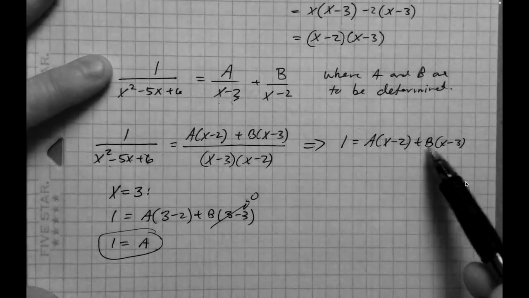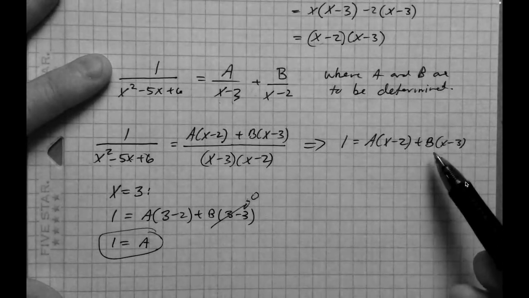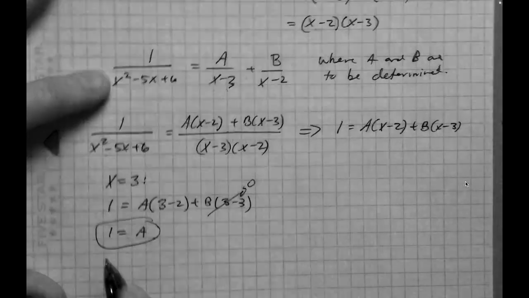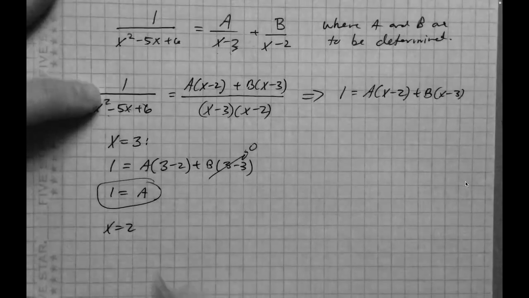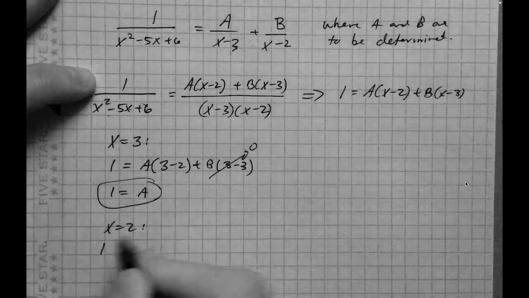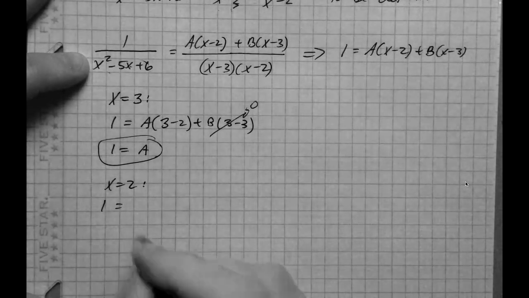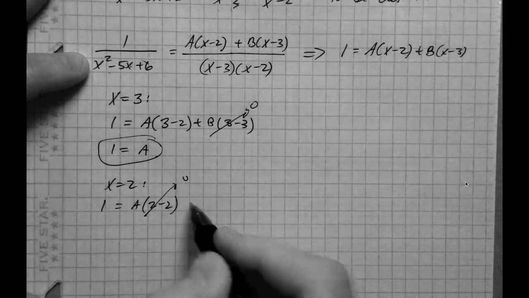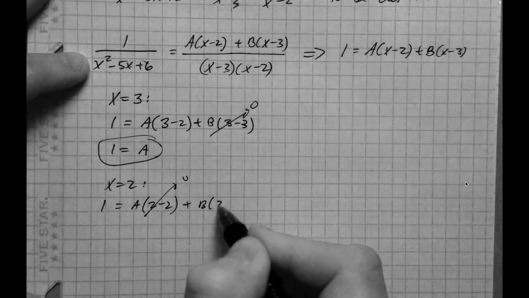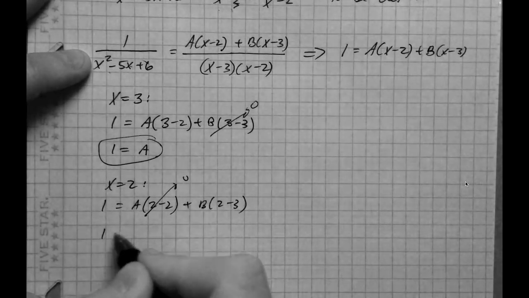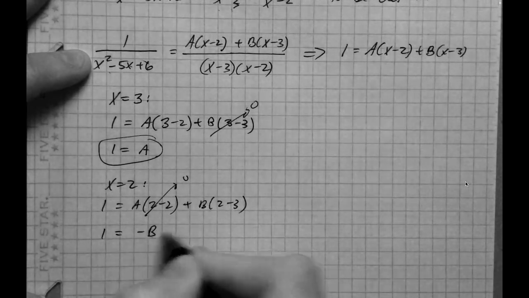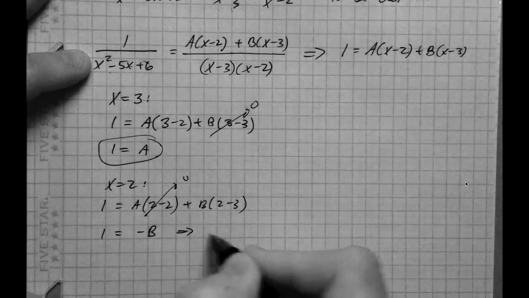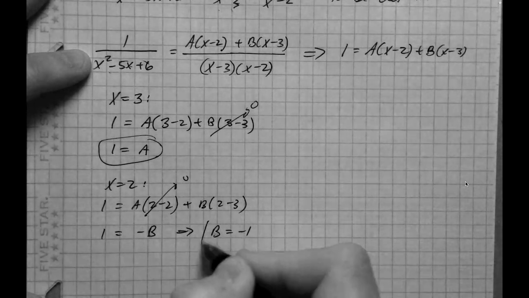Now to find b, you can do something similar. Let's let x equal 2. So that means you've got 1 equals a times 2 minus 2, so that's going to 0, plus b times 2 minus 3. So 1 is equal to negative b, so that means b is equal to negative 1.